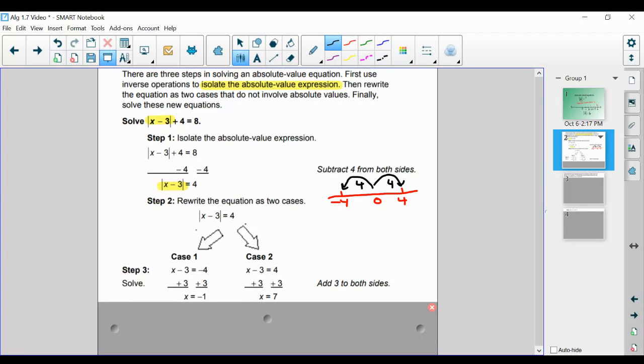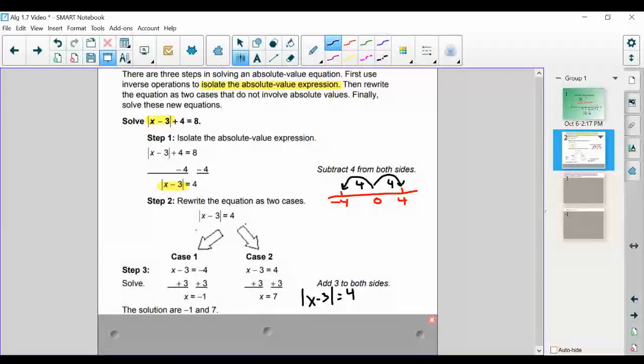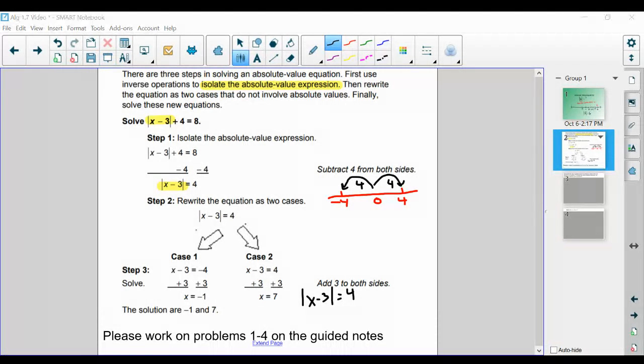And if we go back and check, we have the absolute value of x minus 3 is equal to 4. Well, what is negative 1 minus 3? That's negative 4. The absolute value of negative 4 is positive 4. So that checks out. If we have x is equal to 7, well, we plug it in. 7 minus 3 is 4, and the absolute value of 4 is still 4. So we know that we're going to have those two solutions.